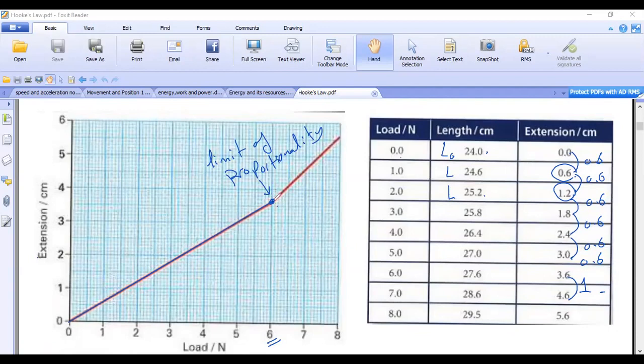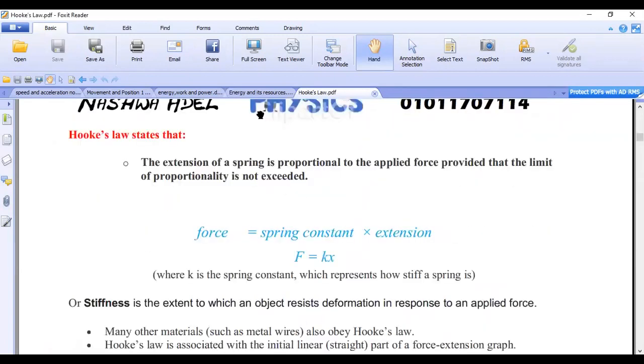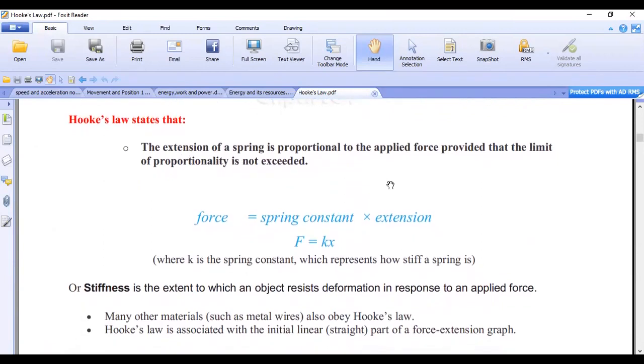Before the limit of proportionality, the material obeys Hooke's law. What does this mean? Obeying Hooke's law means that as the force increases, the extension increases. If the force or the load is doubled, the extension is also doubled. Okay, this is what's meant by Hooke's law. Hooke's law states that the extension of a spring is directly proportional to the applied force, provided that the limit of proportionality is not exceeded.